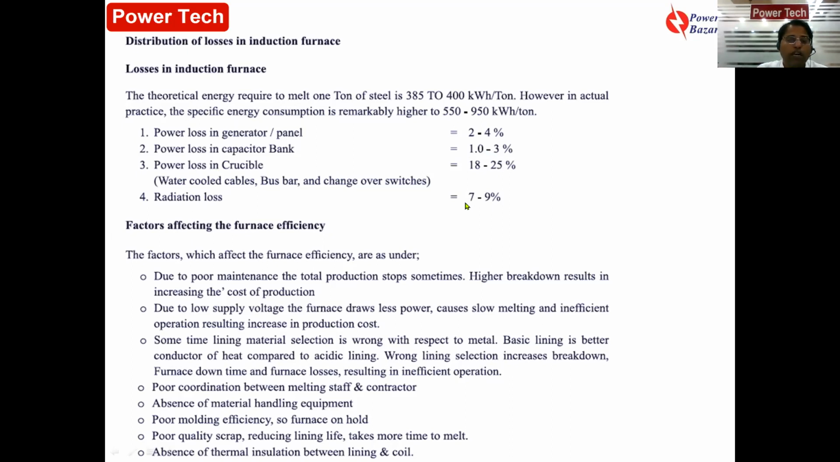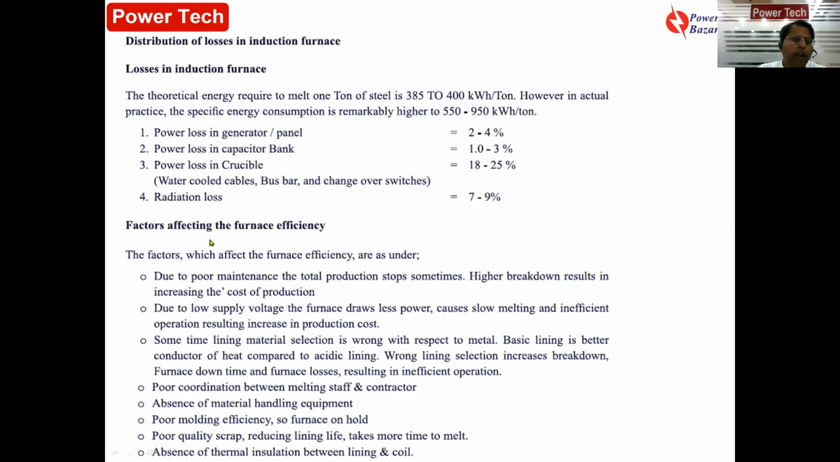And of course, any furnace, any high temperature body, radiates heat, so there is a radiation loss of 7 to 9%. So these are the major losses in a furnace.